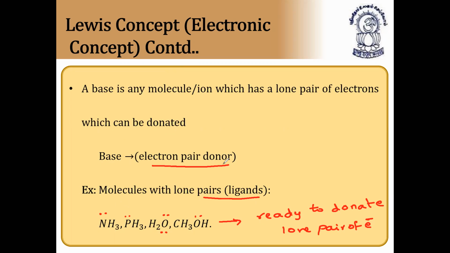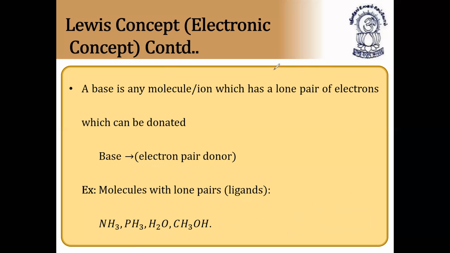So a substance which has a lone pair of electrons is called a Lewis base, and a substance which has the capacity to accept a lone pair of electrons is called a Lewis acid. So the definitions of Lewis acids and Lewis bases are clear, very, very important. So let us continue now.